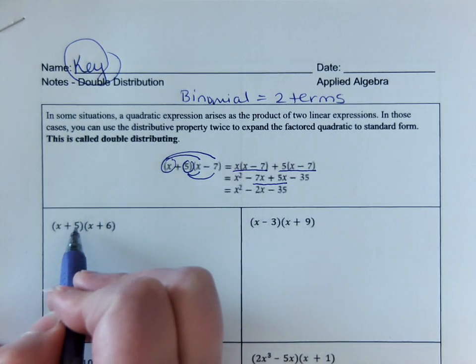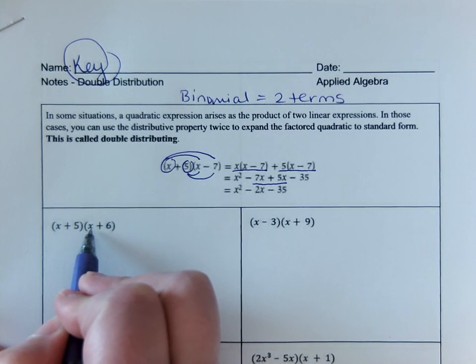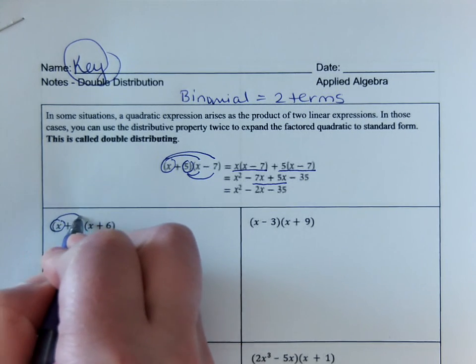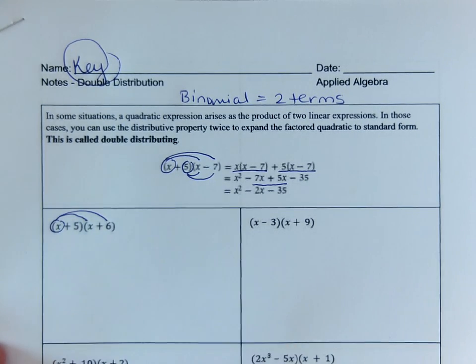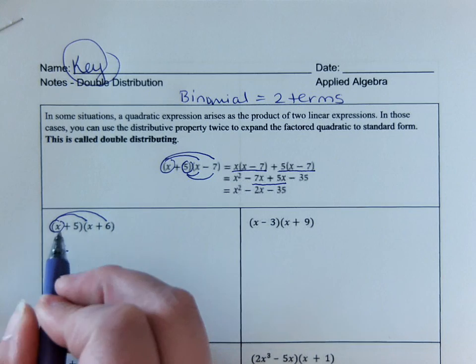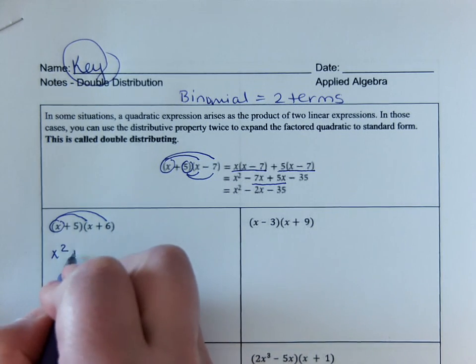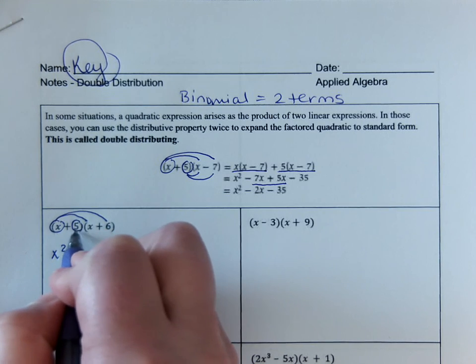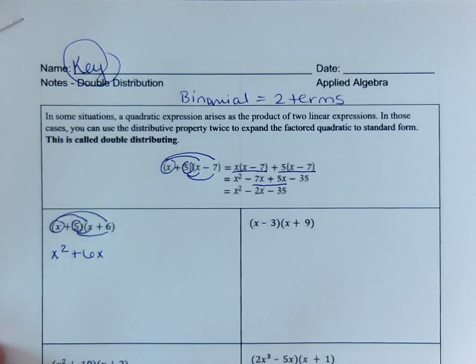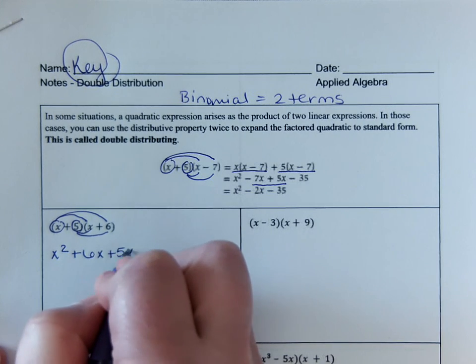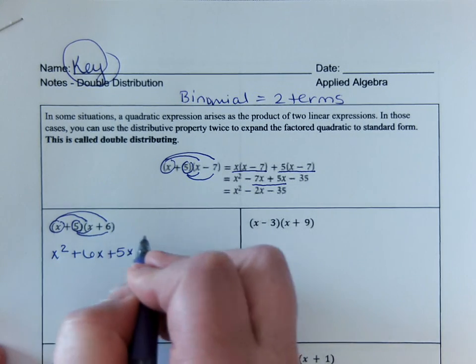We're going to start with x plus 5 times x plus 6. We're going to take our first x here and multiply it to both terms in the second parenthesis. X times x is x squared. X times 6 is 6x. Then I'm going to take my 5 and distribute it to that second parenthesis as well. So 5 times x is 5x, and 5 times 6 is 30.